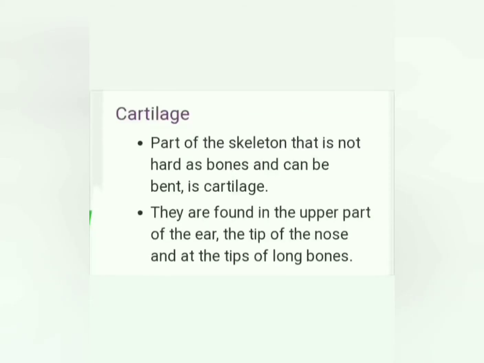Next, see cartilage. Cartilage means the part of the skeleton that is not as hard as bone and can be bent. Where is cartilage found? It is found in the upper part of the ear, the tip of the nose, and at the tips of long bones.